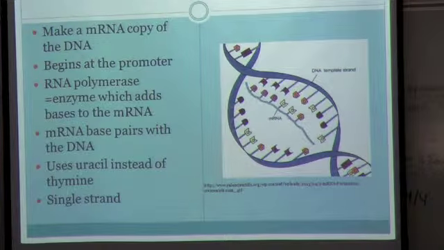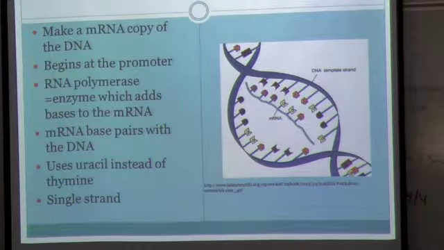And this happens at what is called the promoter region, and there's an enzyme called RNA polymerase, which makes RNA, and it's going to help add all those bases. The messenger RNA itself is going to base pair with your DNA, so wherever there's a C, there's going to be a G in your messenger RNA. You can see in the picture.